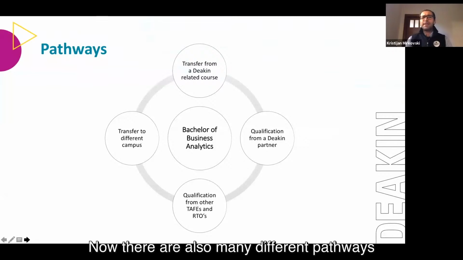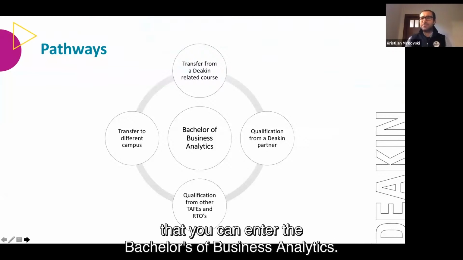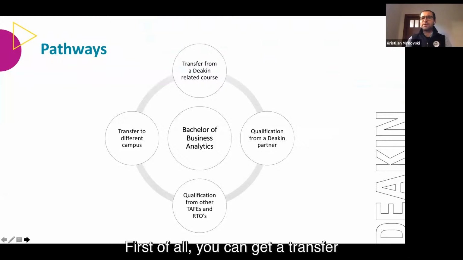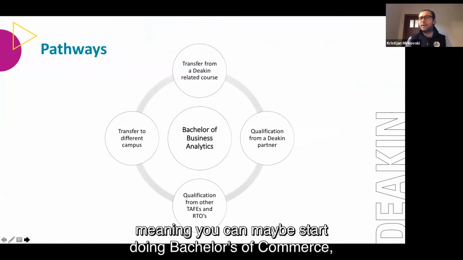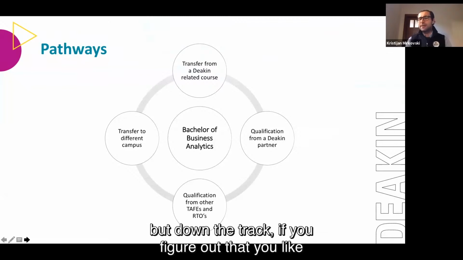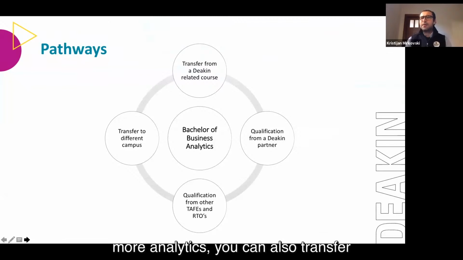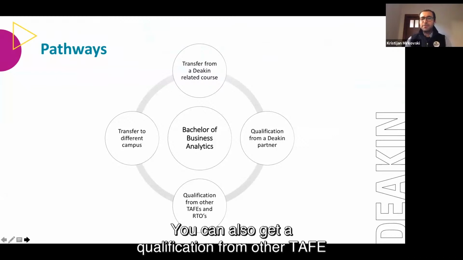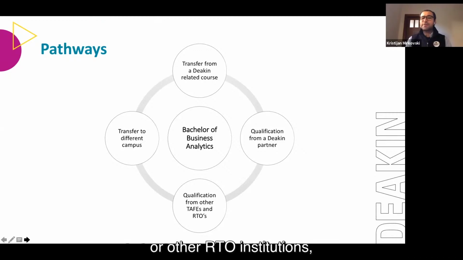Now, there are also many different pathways that you can enter the Bachelor of Business Analytics. First of all, you can get a transfer from a Deakin related course, meaning you can maybe start doing a Bachelor of Commerce, but down the track, if you figure out that you like analytics more, you can transfer to the Bachelor of Business Analytics. You can get in by having a qualification from a Deakin partner. You can also get a qualification from other TAFE or other RTO institutions, and also transfer to a different campus.